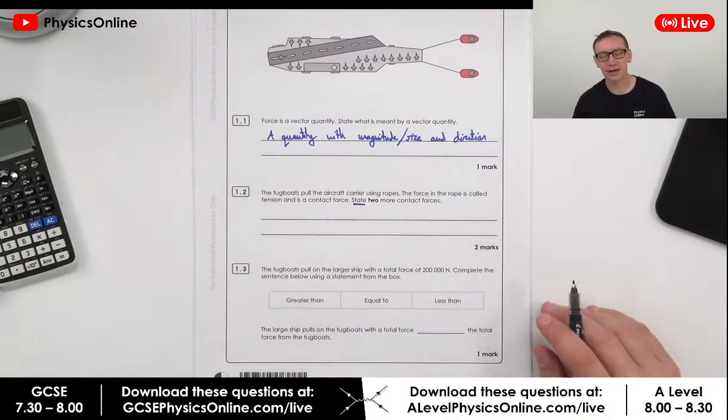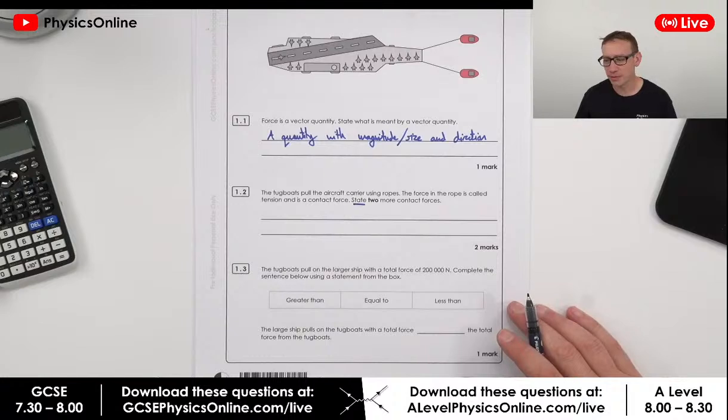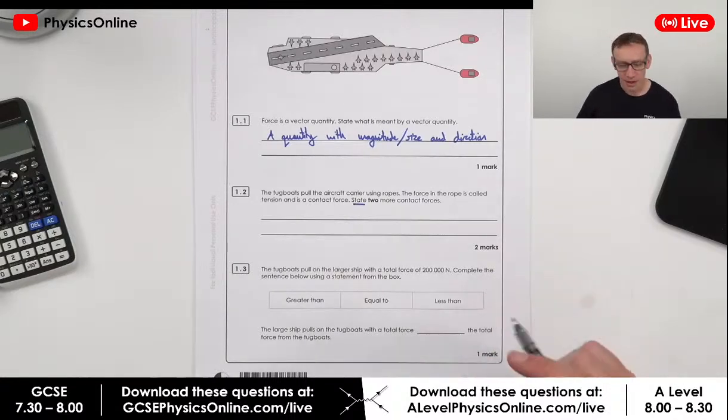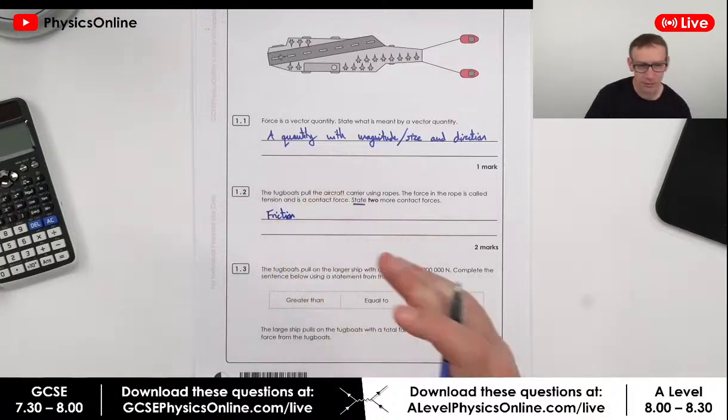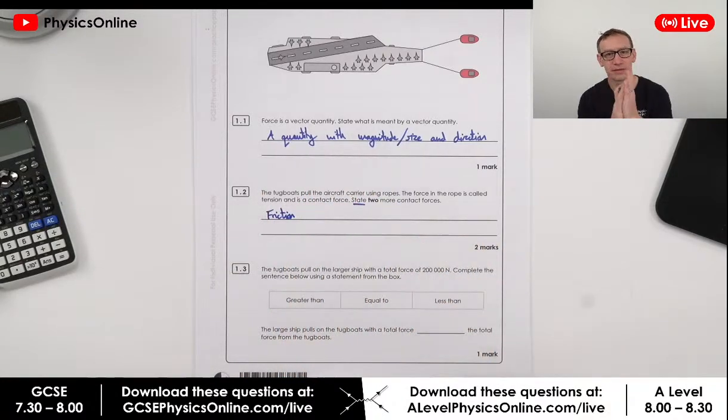We don't need to explain anything. What are some contact forces that we could put down? And there's a whole list that you could have. So somebody has said friction. Yeah, friction is a contact force, often where we have 2 surfaces in contact with one another.